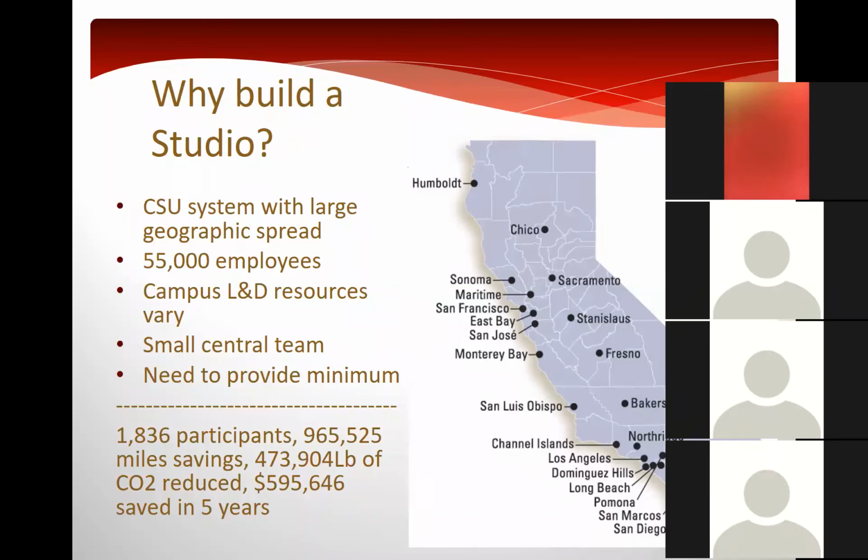We have campuses all the way from Humboldt in the north to San Diego in the south, which creates many employees in different areas: 55,000 employees if we include our student assistants and grad assistants in the system. In addition to that, we also have auxiliaries that are an additional 25,000 employees. So we're getting to 80,000 employees very easily of people that need to consume content.